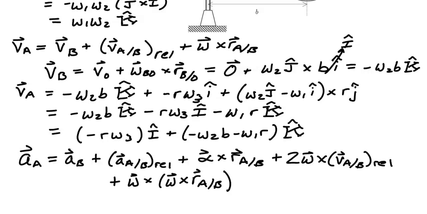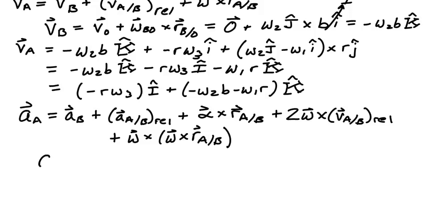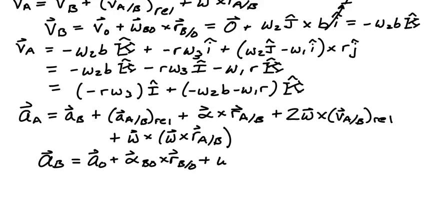This will be one of our longer computations of the semester, so to help us out, I'm going to start by looking at the acceleration of point B. I can say this is equal to the acceleration of point O plus the angular acceleration of link BO cross the position vector B with respect to O, plus in this case omega BO cross quantity omega BO cross the position vector B with respect to O.